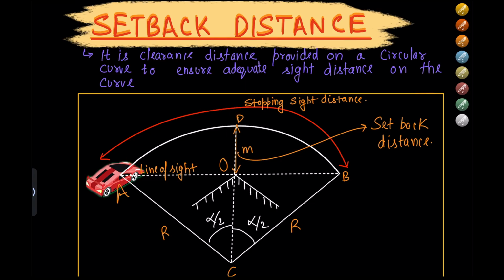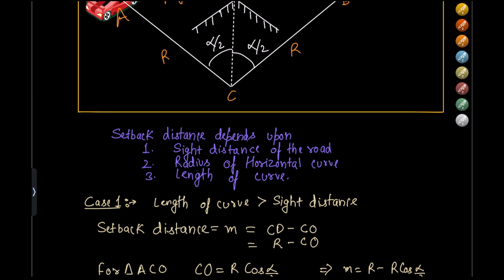It is the clearance distance provided on a circular curve to ensure adequate sight distance on the curve, right? So it basically depends upon the following. The first one is sight distance of the road. It depends upon the sight distance available on the road, and sight distance indirectly depends upon the speed of the vehicle, type of road, and position of the vehicle. So these are the things that it depends upon.